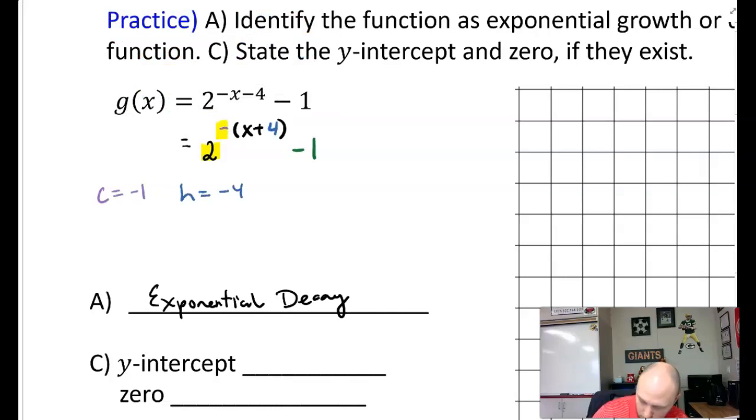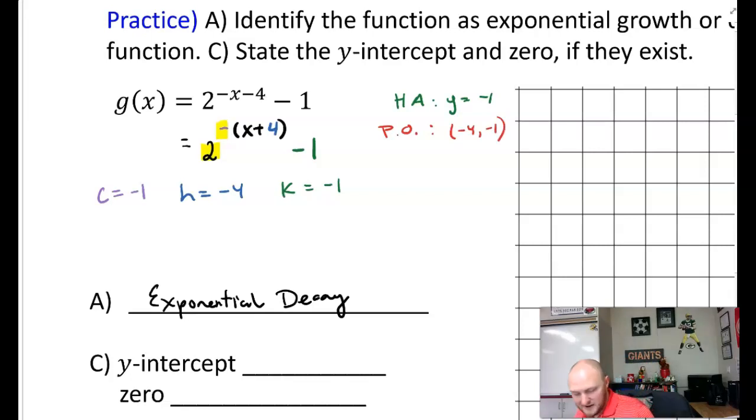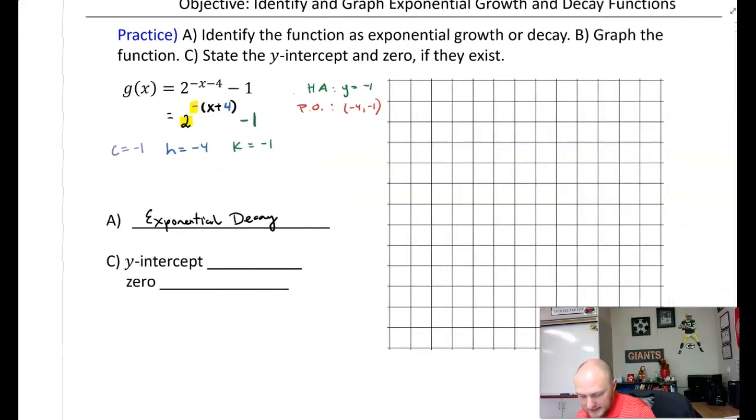H is negative 4. And our horizontal asymptote comes from the K value, which is negative 1. So the horizontal asymptote is y equals negative 1. The origin that we're going to use, PO, I'll abbreviate it, is (h, k), (-4, -1). Okay? And then let's go ahead and graph.